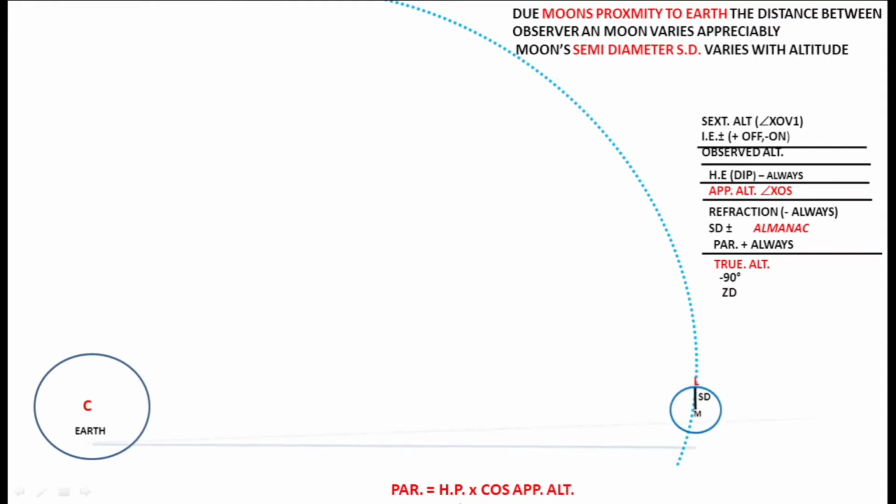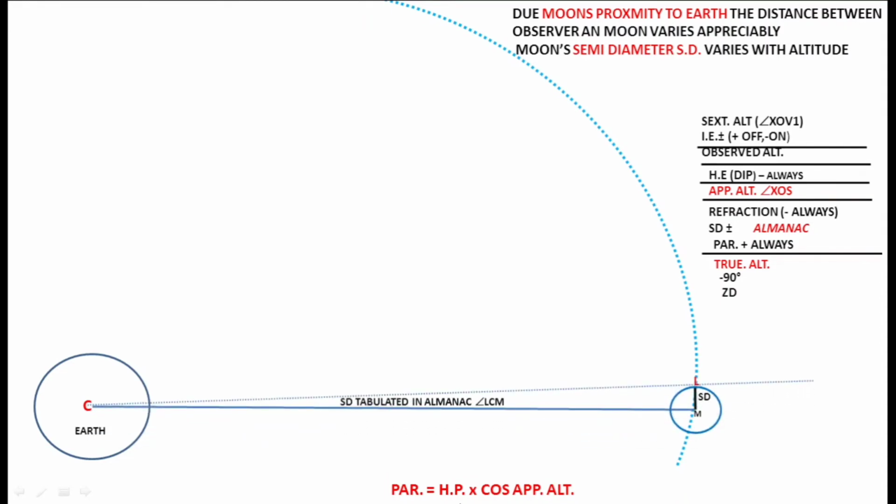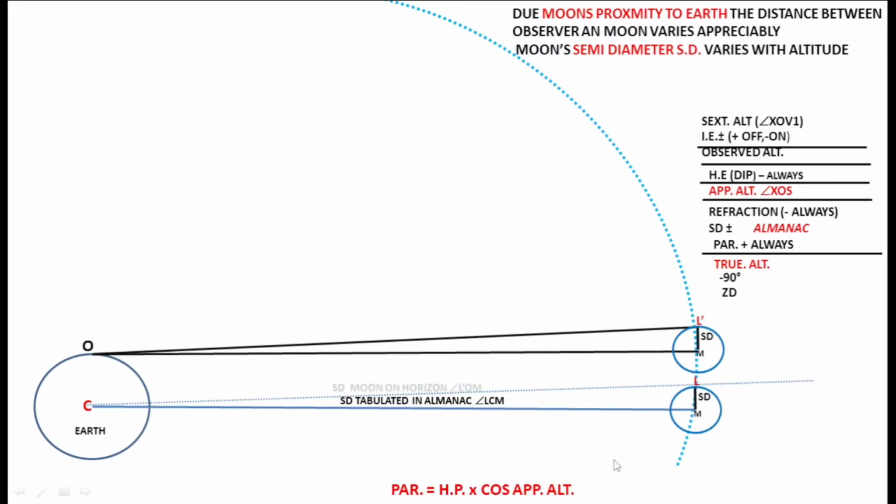Now if you look at it here, this is what is given to us in this almanac. This angle here, L, C, and M. Now when the body is at the horizon, it doesn't make much of a difference because you can see that the distances are nearly the same here. So even if it is observed from the center or from here, they're nearly same. So it doesn't make a difference. But as the body rises up, goes up high in the altitude.